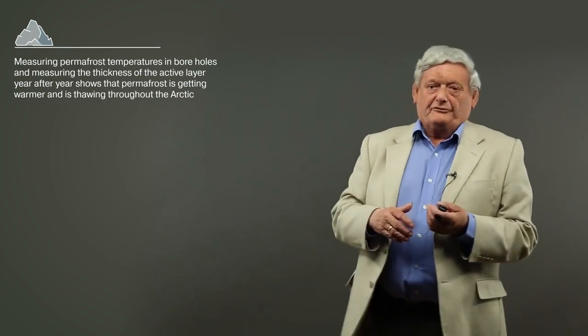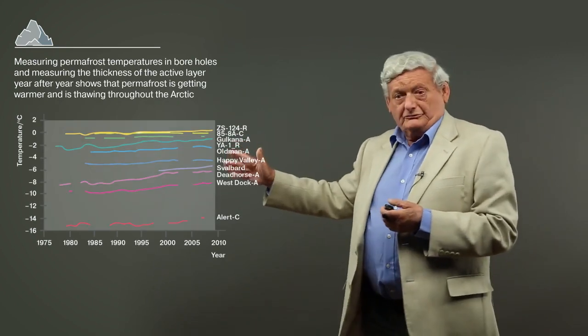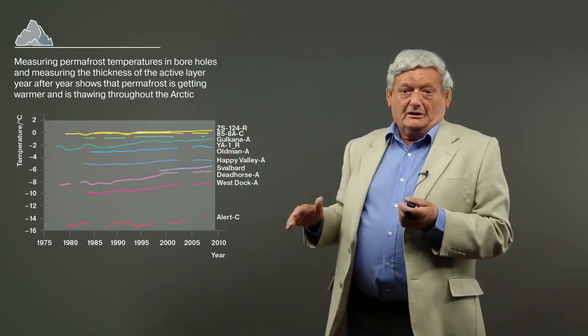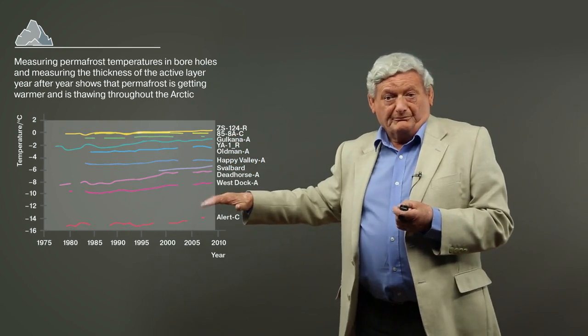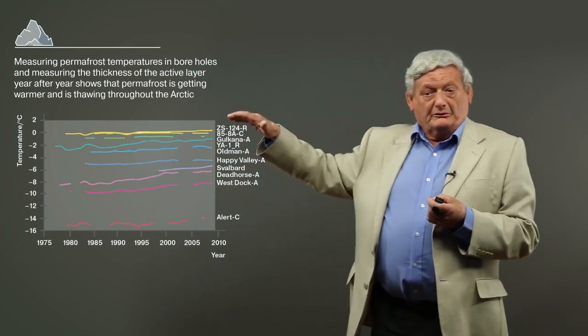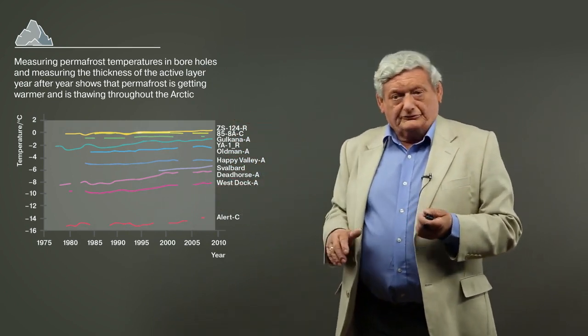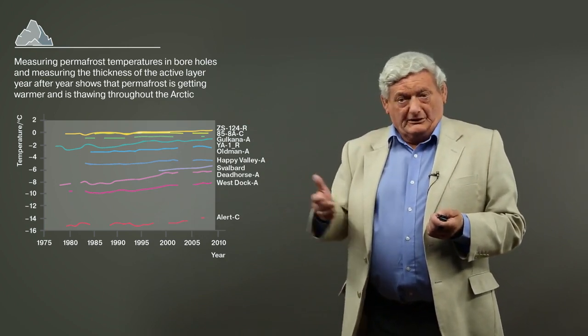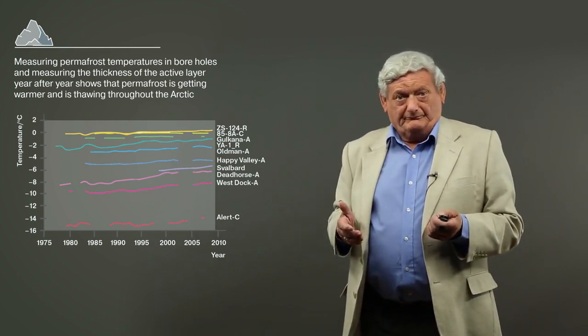down the profile. And the graphic at the bottom just simply shows temperatures measured in boreholes round the Arctic, from very cold permafrost at -16 to some quite warm permafrost. And what you can see is that much of our permafrost is warming, and in some areas the permafrost is disappearing.